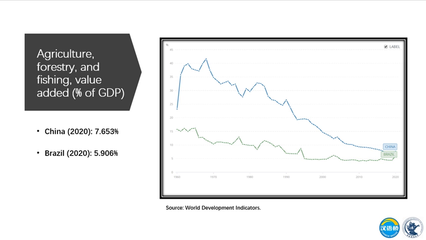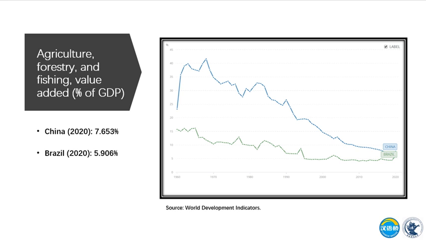So let's look at another figure. This shows the agriculture, forestry and fishing value added in GDP. You can see both China and Brazil have a decreasing trend of the agriculture sector in the GDP. In 2020, China has just 7.6%, and Brazil has 5.9% agriculture. So both of these countries have a decreasing trend of agriculture, and the agriculture sector plays a smaller role in the GDP.